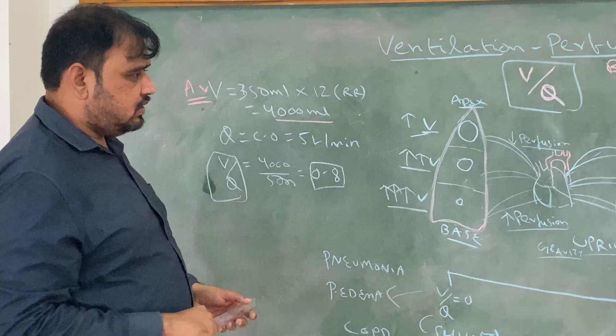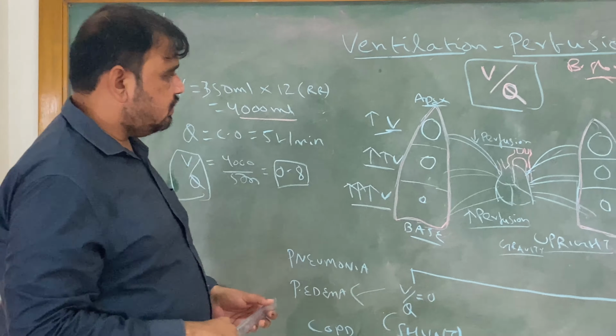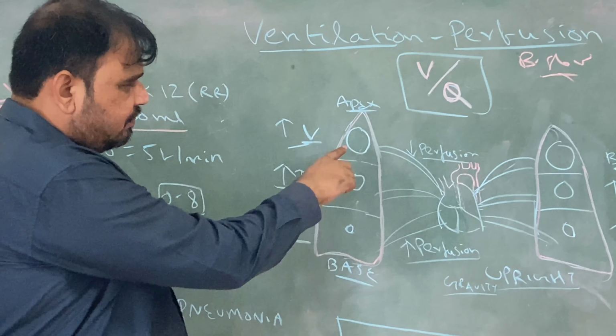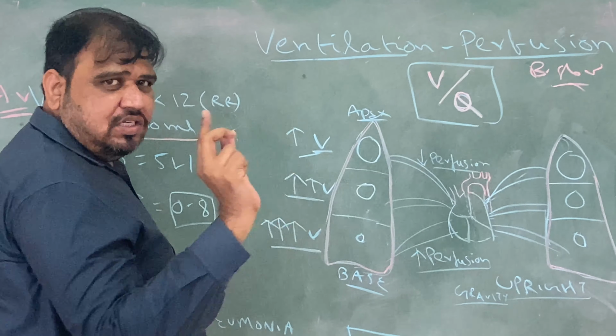Now coming to the main discussion. Just concentrate on this lung. In the diagram, I have drawn a lung and divided it into the apex, the middle portion of the lung, and the base of the lung. So the lung is divided into 3 parts. Just for understanding's sake, I have drawn only 1 alveolus. But you know there are billions of alveoli in each lung.